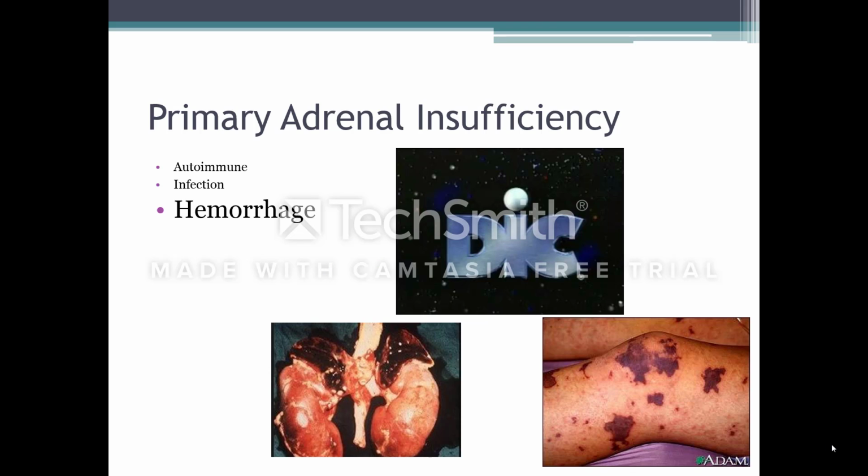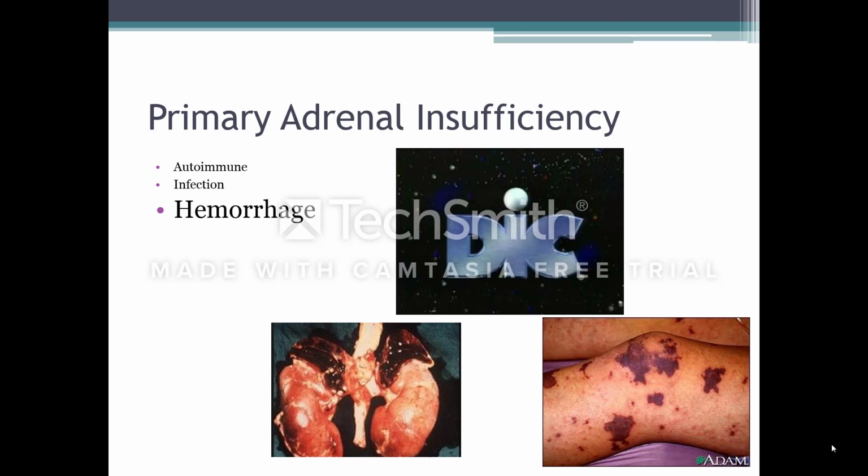The third cause of primary adrenal insufficiency is thrombosis or hemorrhage, typically seen in disseminated intravascular coagulation. Here on the left, you have the gross representation of a bilateral adrenal hemorrhage associated with meningococcemia. You also have purpura in the lower extremities, which can be an outward sign that this is happening to your adrenal glands.